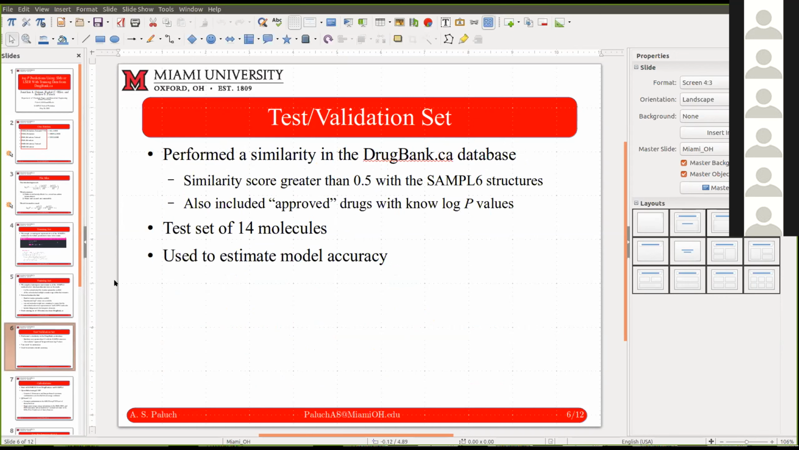And then we also came up with an independent test and validation set. And so this is how we came up with our model accuracy. What we did for that is DrugBank allows you to search their database using similarity matching for reference compounds. So we were able to provide DrugBank with the chemical structures for the SAMPL6 molecules and perform a similarity search for molecules with 0.5 or greater match. We also restricted that to approved drugs, which seemed to be all the ones with experimental logPs, and that resulted in 14 molecules.